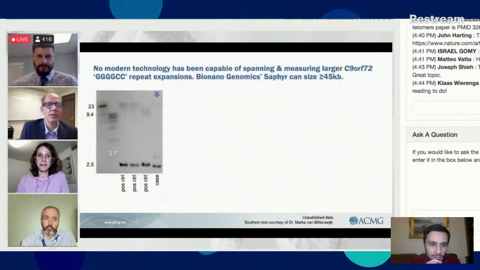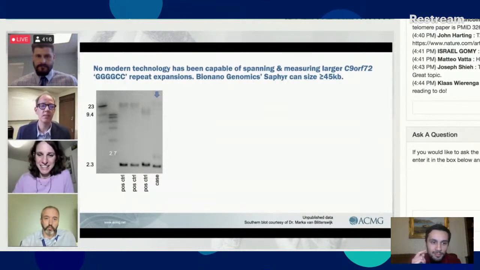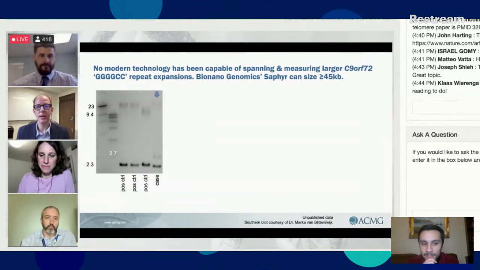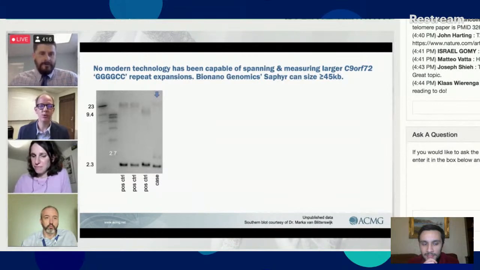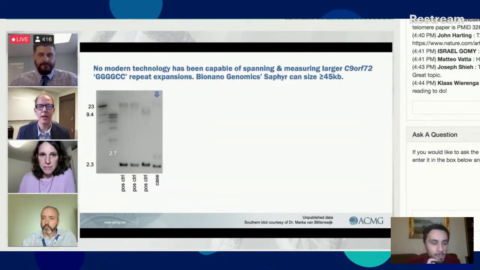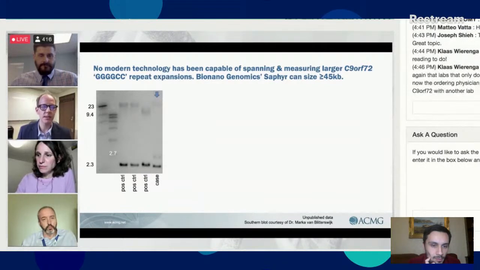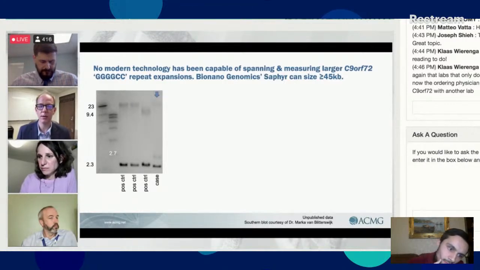Great, thank you, Dr. Tucci. Those were great examples. So I hope that, among other things, we've been able to show how important structural variants are in clinical disease. Earlier in my talk, I showed some data based on C9orf72. This is that slide showing you again the Southern blot with the C9orf72 expansion carrier.